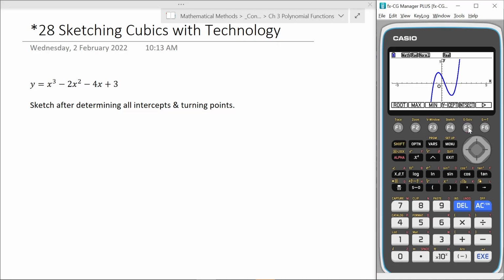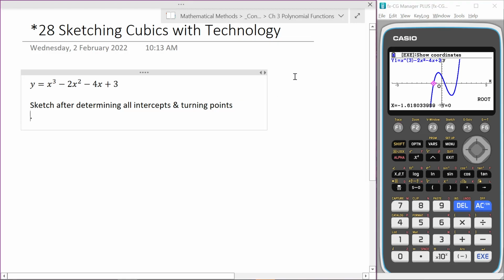So G-solve, let's start off with our roots. For each of these, we can just jot down. Now for these, too many decimal places is going to hurt us. So let's start with a good old -1.620. That's our first x-intercept.